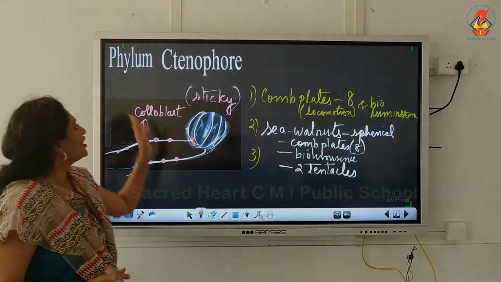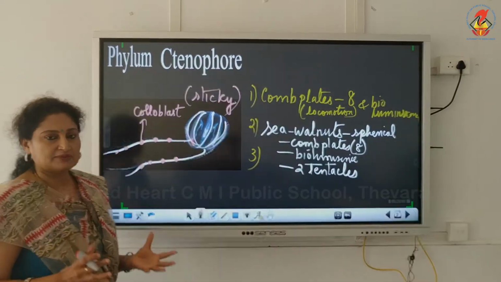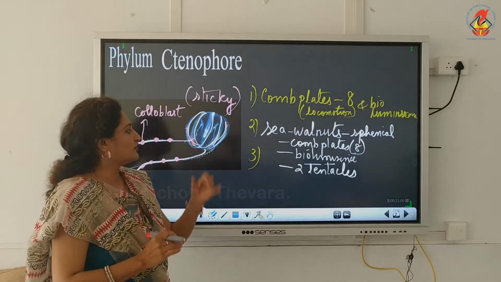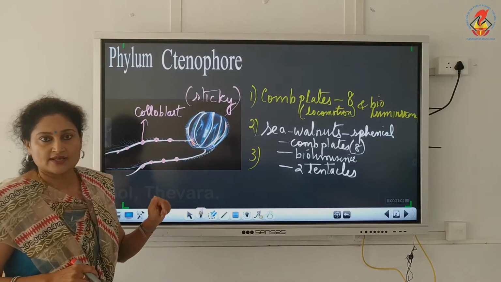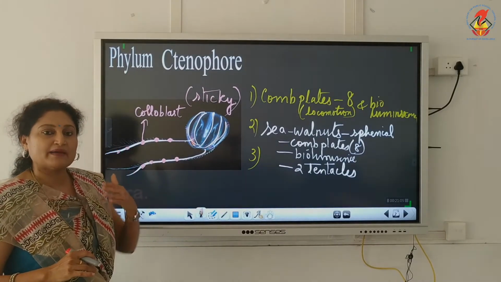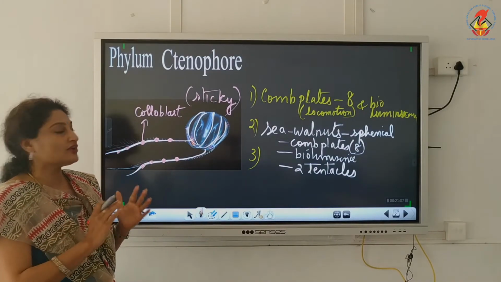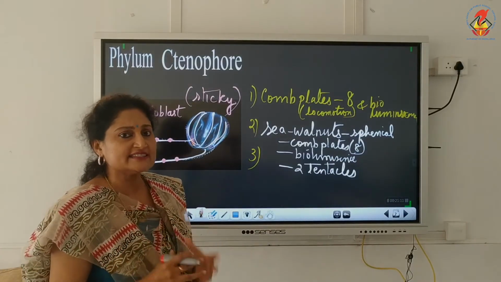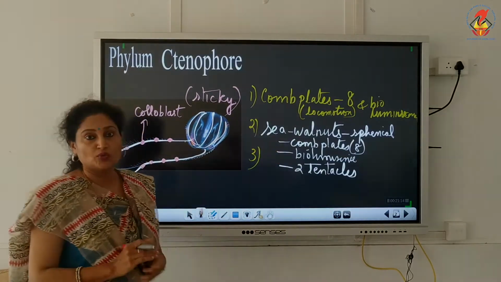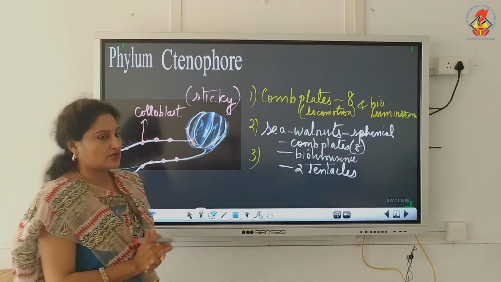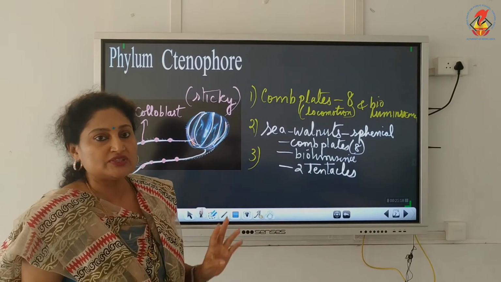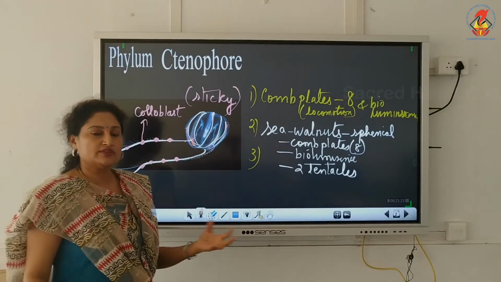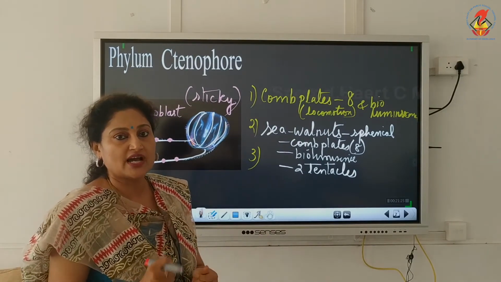So from the picture itself you can elicit the body structure. The easiest phylum is Ctenophora. Once again describing the structure, it is spherical like a walnut, and hence it is called sea walnut. The features are, it bears 8 comb plates. These comb plates bear external rows of cilia, and these cilia beat, helping the organism to move in water. Then it shows bioluminescence. And the last important feature, it bears 2 tentacles which are studded with coloblast cells, which help in sticking, so that it's easy for them to capture their prey.